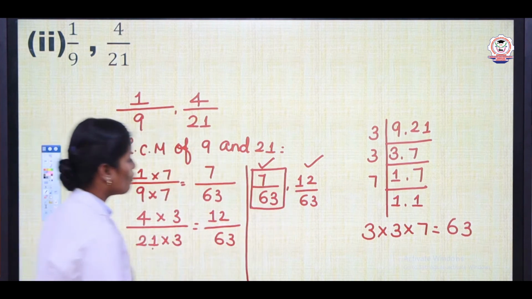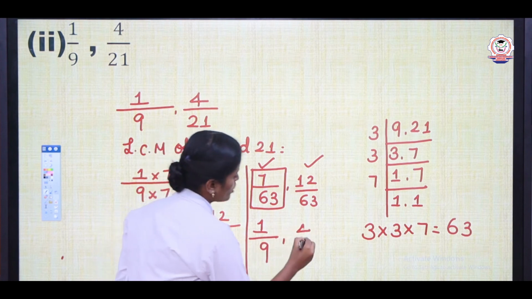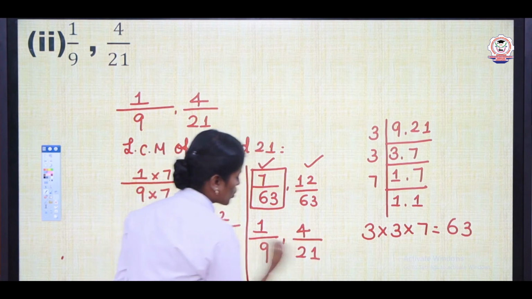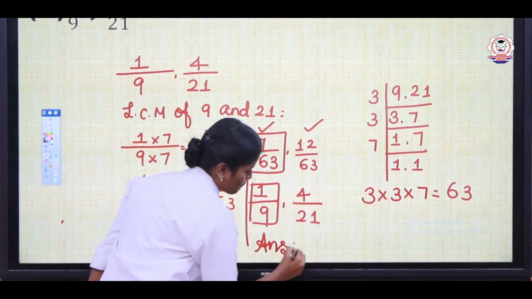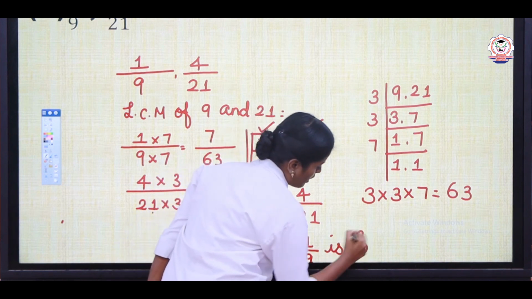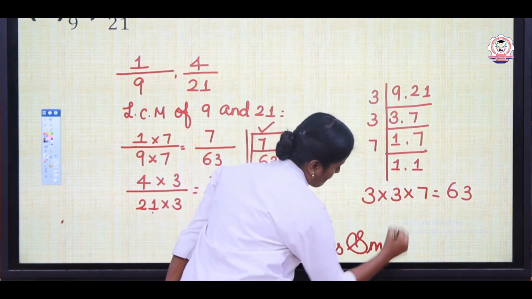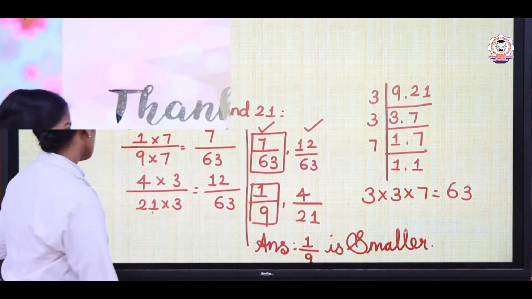The question 1 by 9 comma 4 by 21. So, 1 by 9 is smaller. Write the answer. 1 by 9 is smaller.